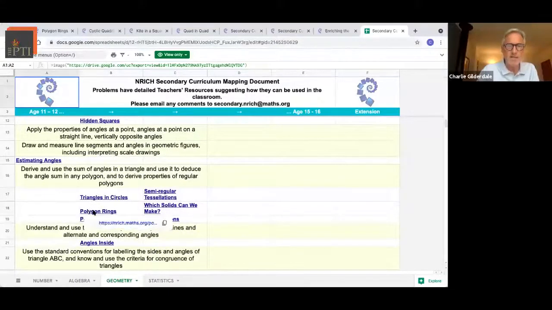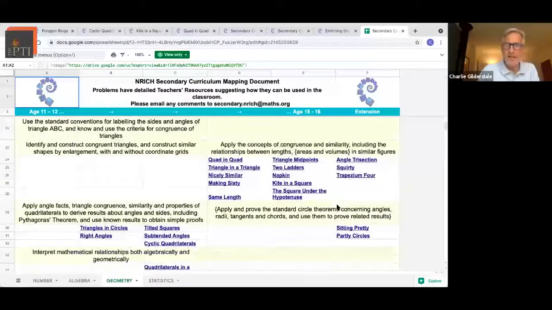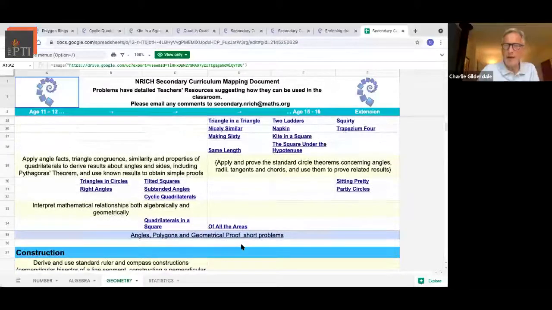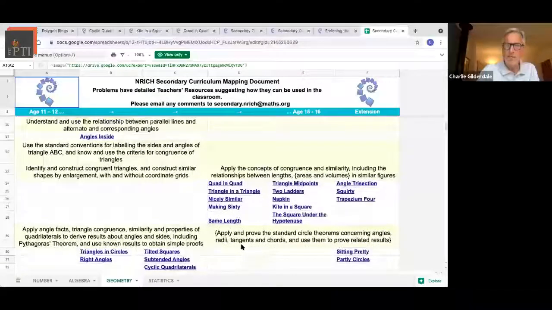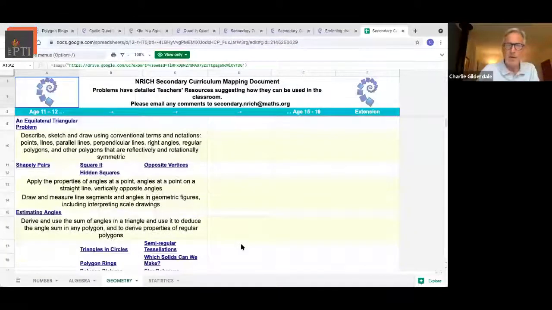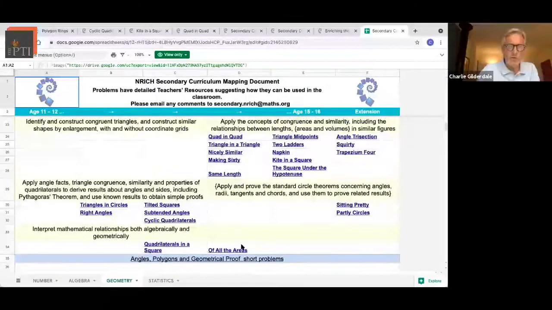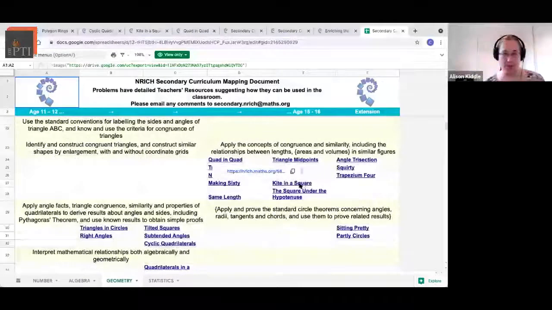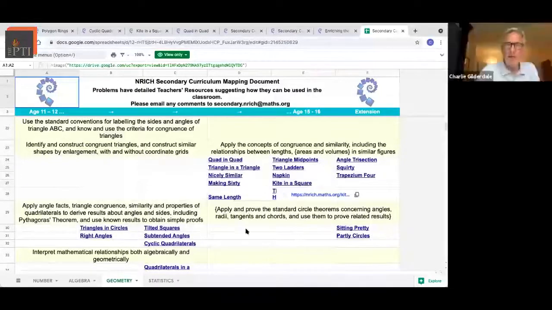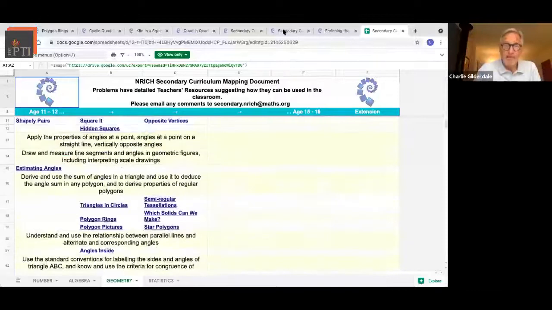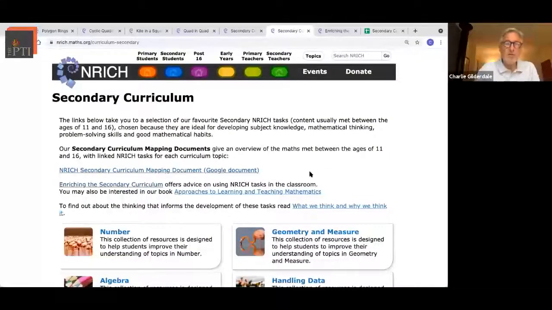So Polygon Rings appears here in what could be a year 8 column. We've got Cyclic Quadrilaterals, and I think Cyclic Quadrilaterals appears perhaps in 2 places. It appears here in a year 9 column, but I think we also had it in a year 10 or 11 column. I'm not sure I can find it right now. Oh, no, I can't find it. It may appear further down. And what else did we do? We did kite in a square. And quad in quads there as well, yeah. And quad in a quad. Okay, so I got to that page by clicking on the secondary curriculum mapping document.